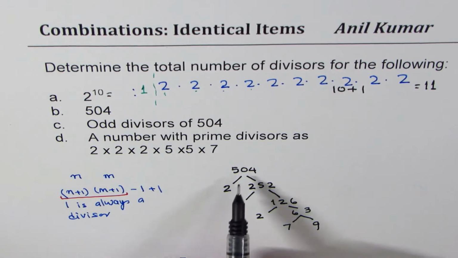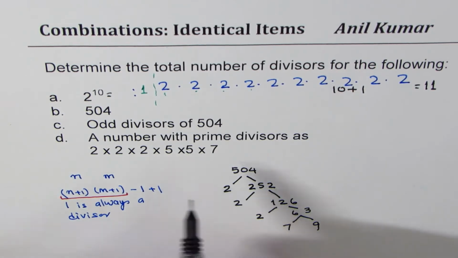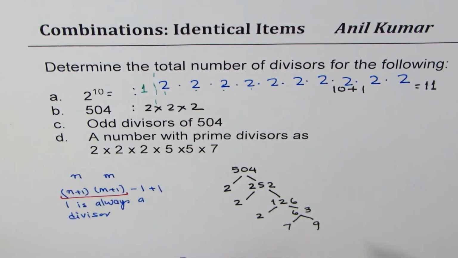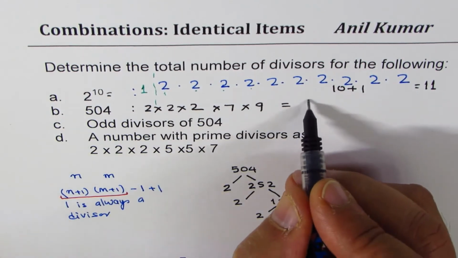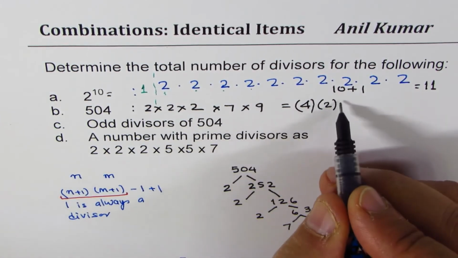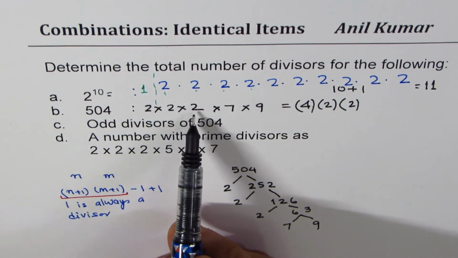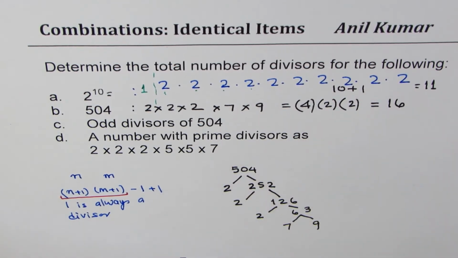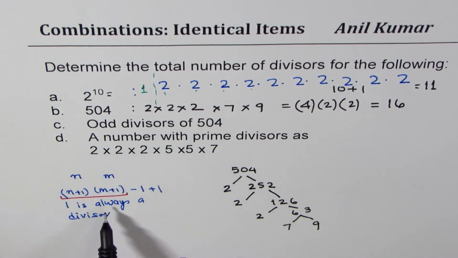So for 504, the prime factorization numbers are what? Let's look into this. For 504, there are three 2s, so we can write this as 2 times 2 times 2, then one 7 and one 9. Since there are three 2s, that will result in 4. One 7 with 1 plus 1 gives me 2 combinations, and 9 will give me 2 combinations. So we just count how many of these factors there are, and then we multiply them. 4 times 2 is 8, 8 times 2 is 16. 16 is the answer, you get an idea. We need not even figure it out the other way, so this formula really comes in handy.